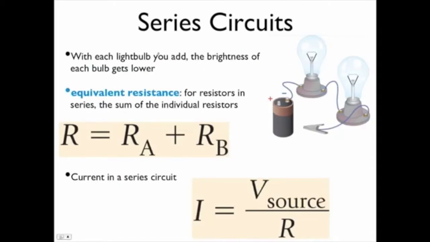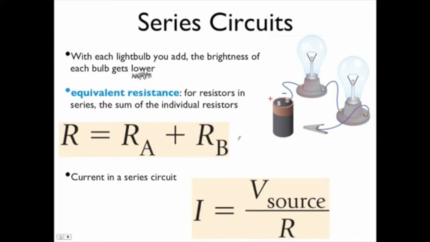When you are using a series circuit, each light bulb makes the brightness get less, okay, because that current is having to share. Each light bulb's having to share. So 2 light bulbs will be half as bright as 1 light bulb. 3 light bulbs will be 1/3 as bright as 1 light bulb.